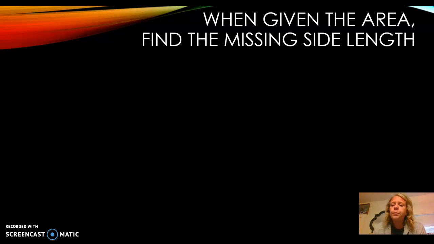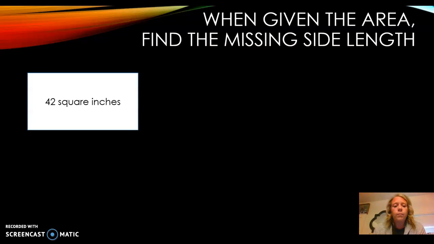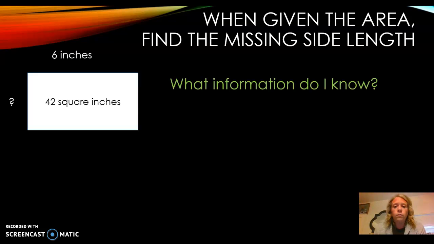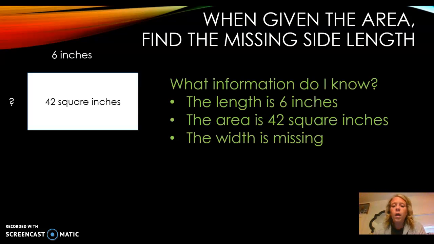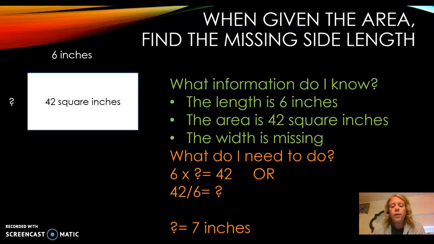Here's a different example. When given the area, find the missing side length. Here I have a rectangle with an area of 42 square inches. The length is 6 inches, but the width is unknown. So what information do I know? The length is 6 inches, the area is 42 square inches, but the width is missing. What do I need to do?